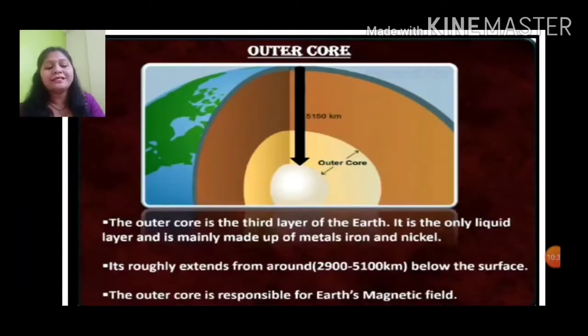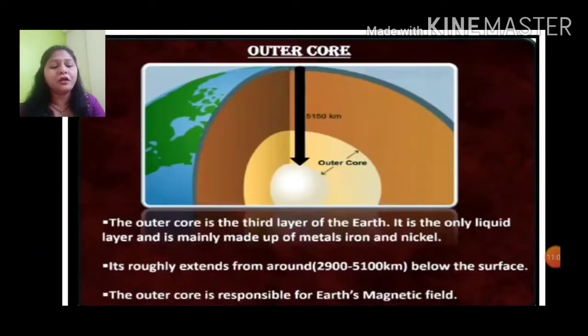Now this has led scientists to believe that the core could be either liquid or semi-liquid in nature. Clear? As the waves are getting absorbed, scientists believe that this layer of the core is either liquid or semi-liquid in nature. The primary waves travel through this layer, but their speed reduces when passing through it, and the density of the outer core is 9.8 gram per cubic centimeter.